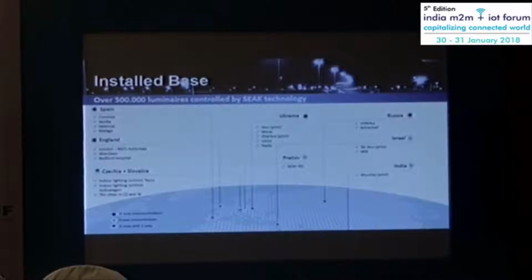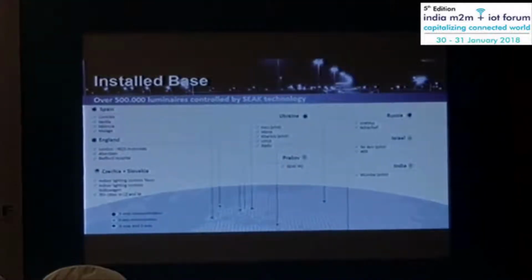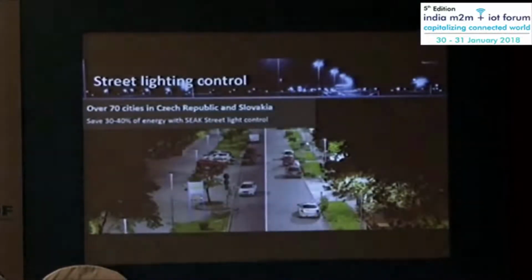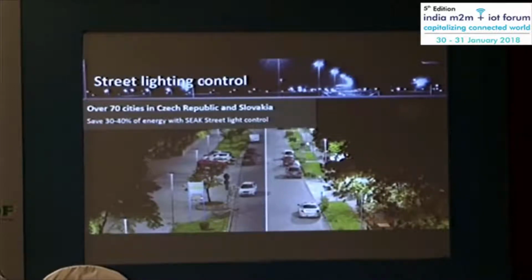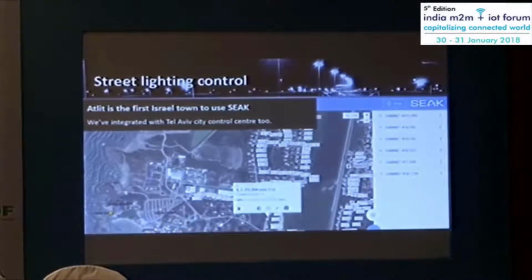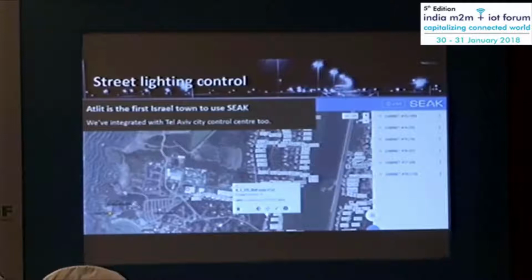We are also not really a startup. We currently have about 500,000 luminaires under our control, mostly across Europe, but also in Russia and Ukraine, and now starting in India. So yes, basically we are talking about cities with LED luminaires. This is a city in Israel where we are working, and they chose Powerline control specifically for security reasons, because they are very concerned about security when it comes to radios.